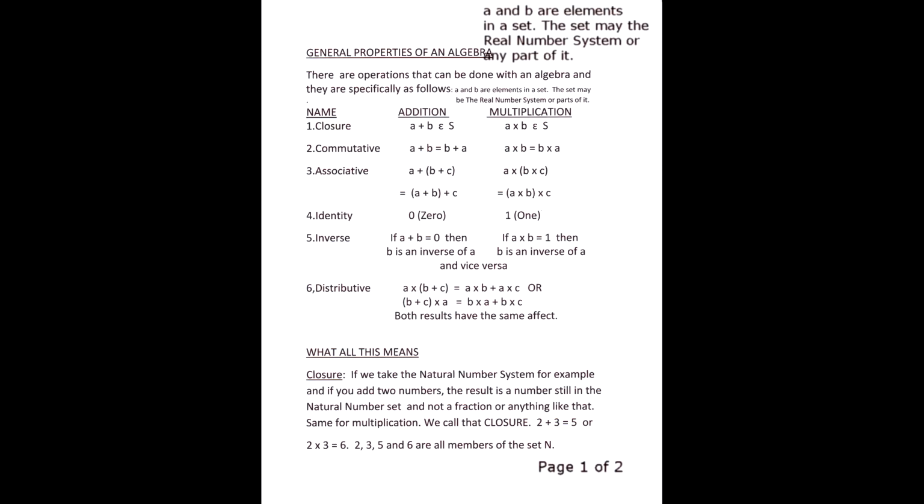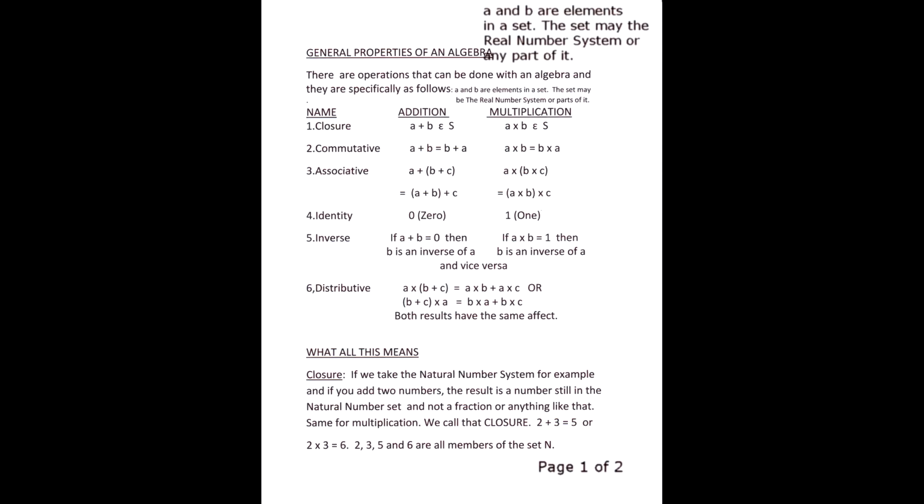It's not a fraction or anything like that. It's the same for multiplication. We call that closure, belonging to a closed club. 2 plus 3 is 5, or 2 times 3 is 6, and 2 and 3 and 5 and 6 are all members of the club or of the set capital N.